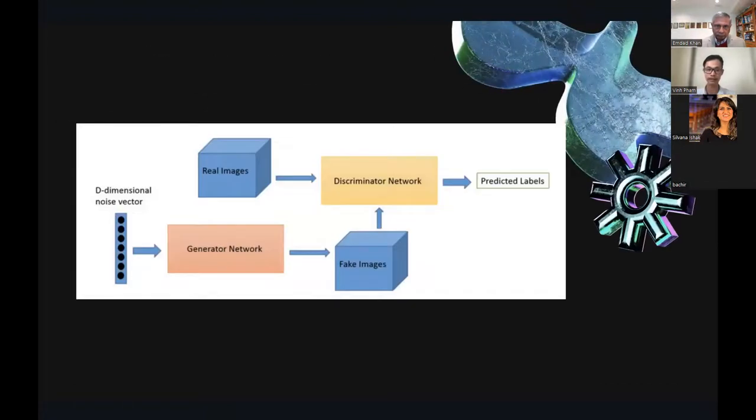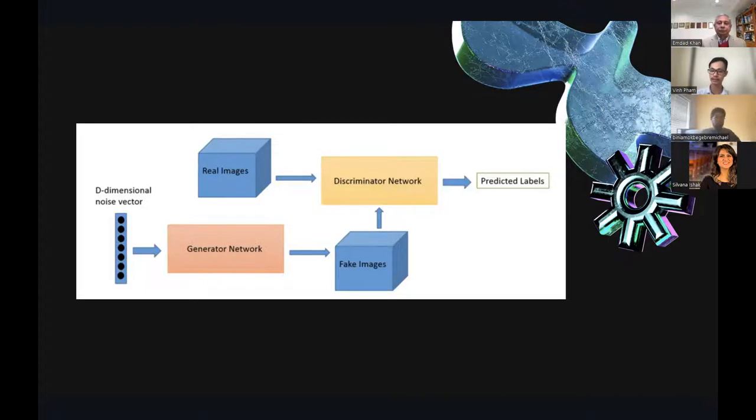This is just more visualization of the instrument. So we have the dimensional noise vector that is G. We fit them into the generator network and generate the fake images. And our real images from our data set, we also fit into the discriminator network. And then we can predict the label of the video. Okay, is this real or is it fake? So how many percent of accuracy, what is the loss value, etc.